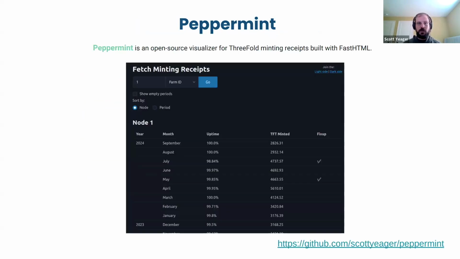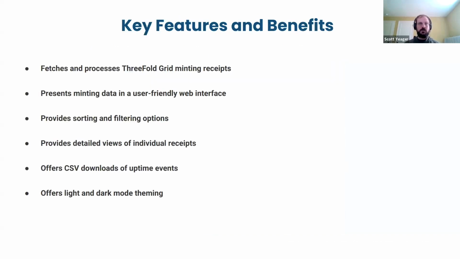So here's a quick screenshot. This is the interface. You enter the node or the farm that you're interested in. You'll see a list of historic receipts, and there's a bit more to it. We'll see in the demo features. It grabs all the minting receipts and presents the data in a nice, user-friendly interface you can click around in. You don't have to deal with any JSON or anything like that.